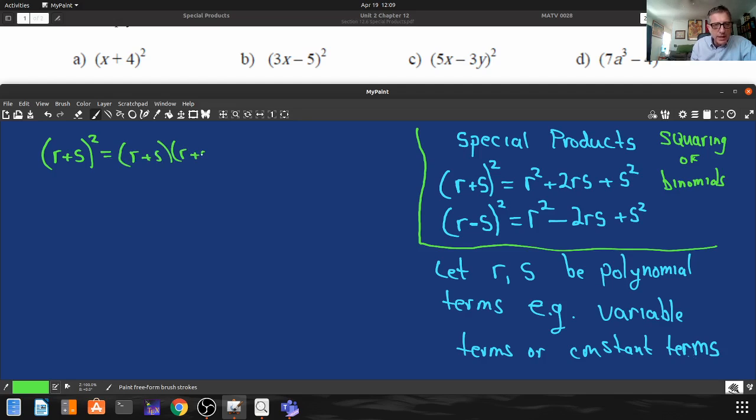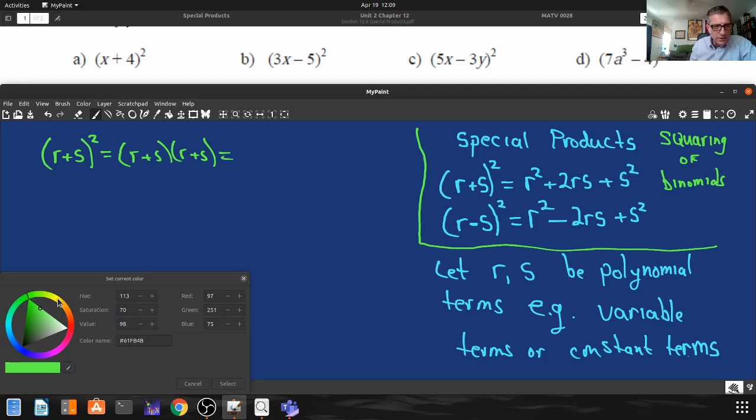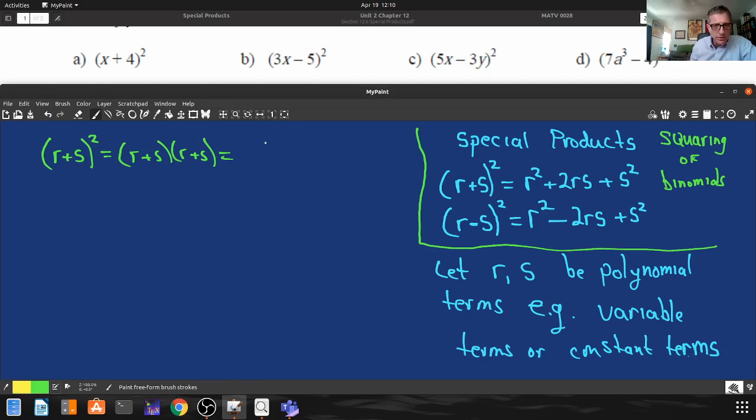So since the FOIL method is on stage, r times r is my first term, so I get r squared. My outer term is r times s. My inner term is s times r, which I'm going to write in order of r times s. And my last term is s times s, which is s squared.